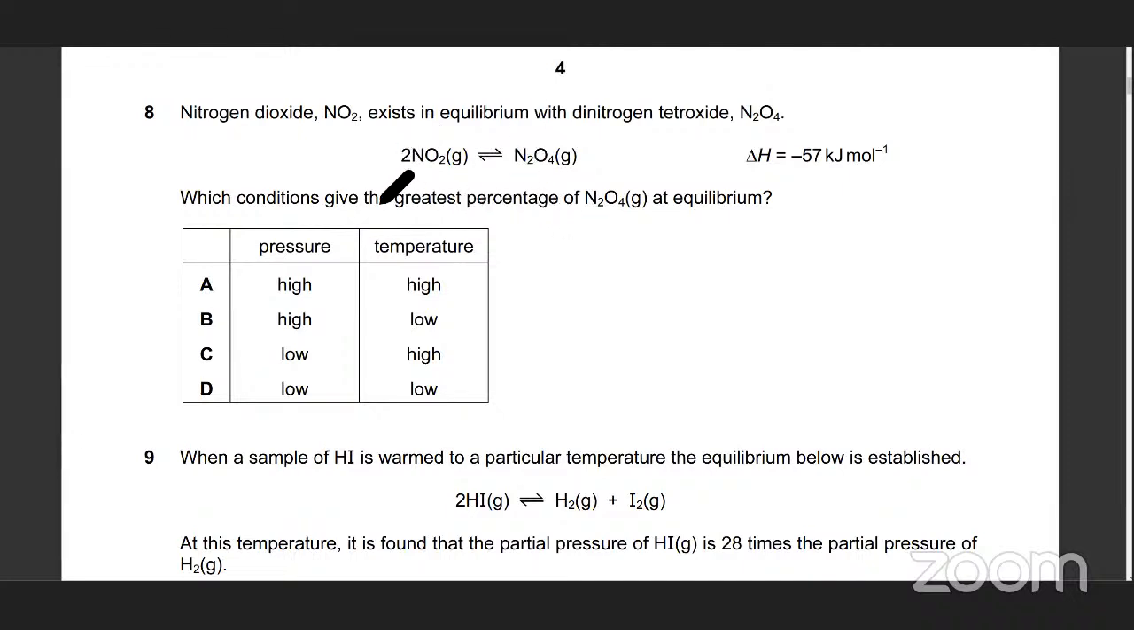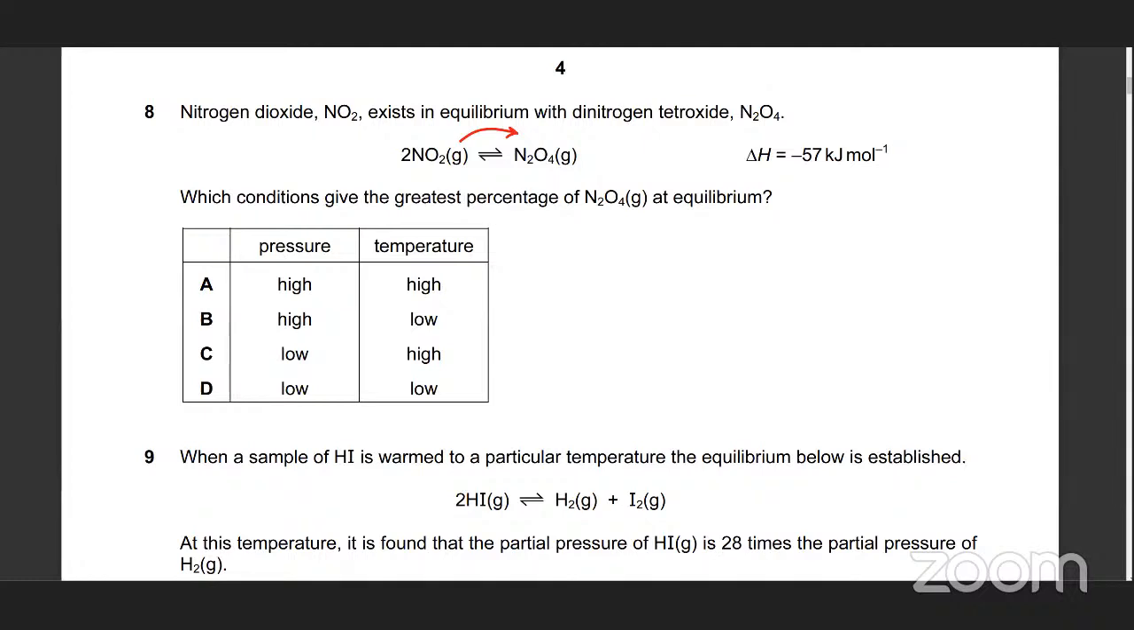There's an equilibrium reaction. Which conditions give the greatest percentage of N2O4 at equilibrium? So you want the equilibrium to be pushed to the right, in the forward direction. So how would you do that? Pressure high or low?